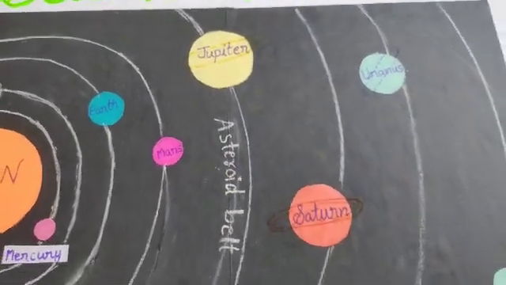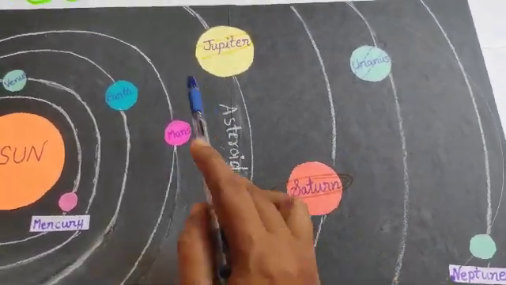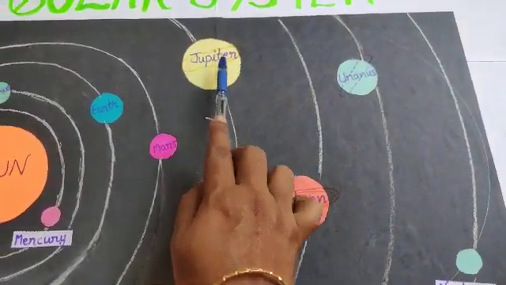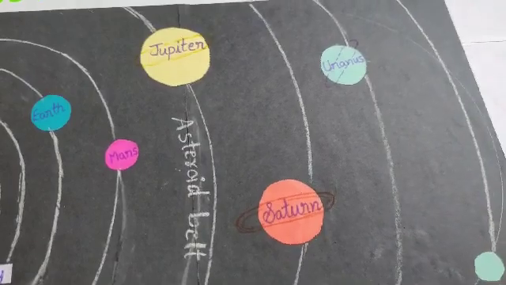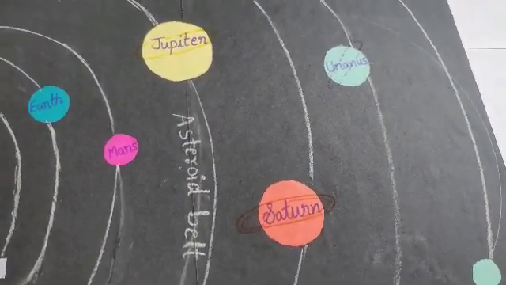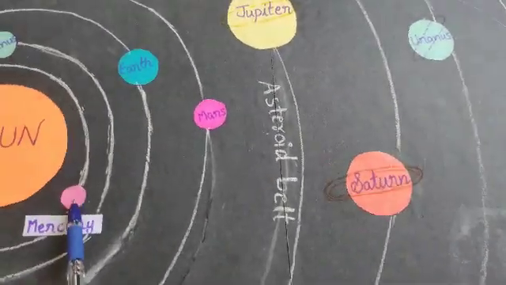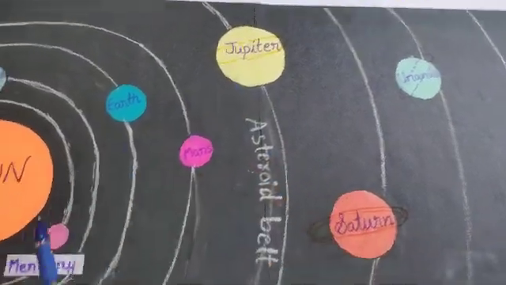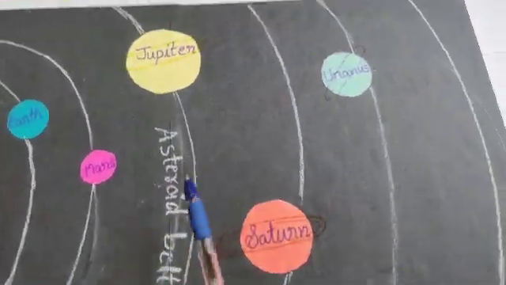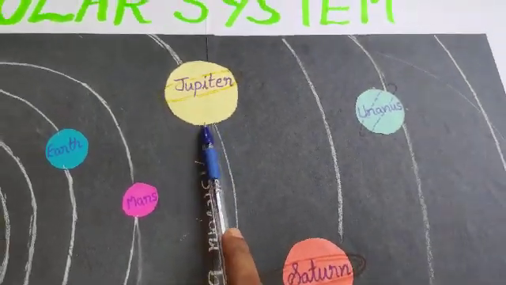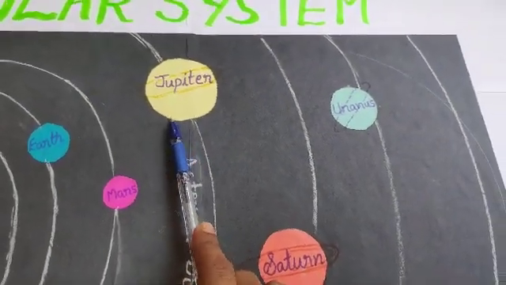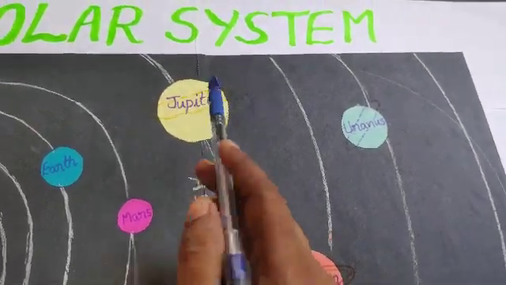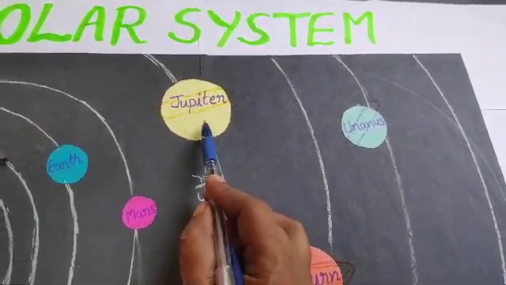Comparing to all the remaining planets, Jupiter is the largest planet. And Mercury is the smallest planet. Jupiter is the biggest planet and Mercury is the smallest planet. So the fifth one is Jupiter. Jupiter takes 11 years for one revolution. How many years? 11 years it will take.